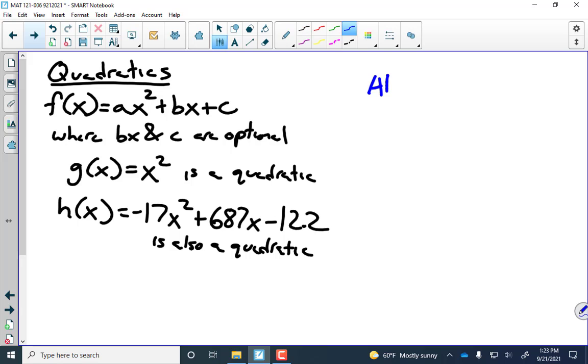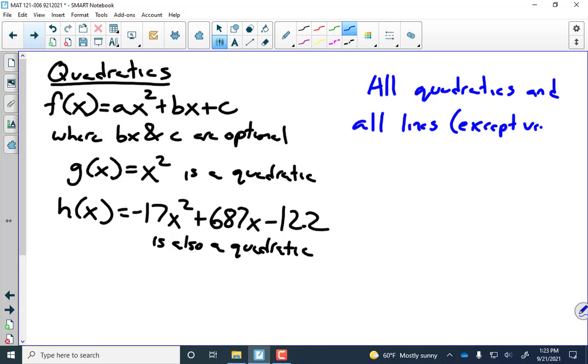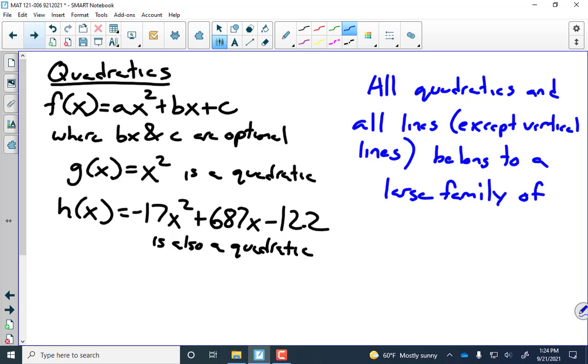You see, all quadratics and all lines except vertical lines. I don't hate vertical lines, they're just not functions, so they don't fall in this category I'm about to talk about. All quadratics and all lines except vertical lines belong to a large family of functions called polynomials.